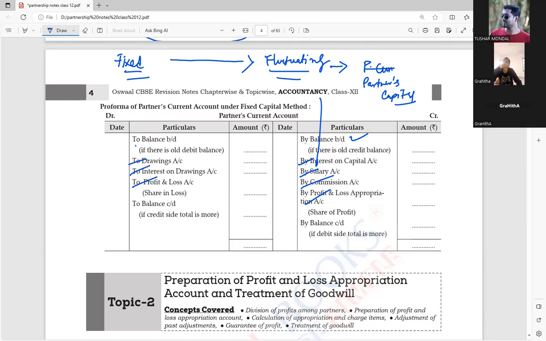Now what is this balance brought down? It is not the partners' capital account balance brought down. Sometimes the question even gives the current account balance brought down. So this current account balance will be the balance brought down. Obviously, if they have a positive balance, it will come to the credit side. If it is a negative balance, it goes to the debit side. We have already seen positive and negative balances before. Is the whole format clear? Yes, sir.